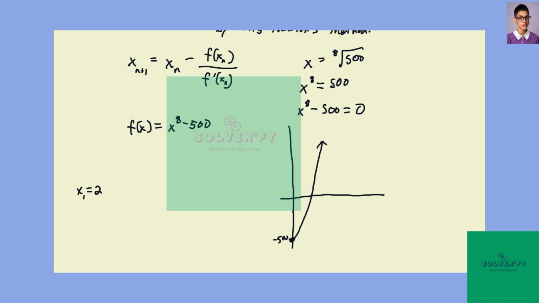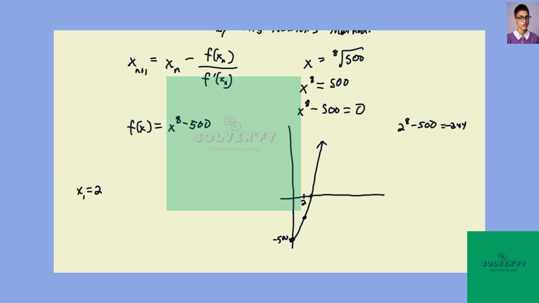And we can prove that that's going to be a little bit too small, because if we do 2 to the 8th minus 500, that gives us, let's see, 2 to the 8th minus 500, that gives us negative 244. So that means 2 is a bit too small. So we can use Newton's method to close in on that point to estimate that zero.